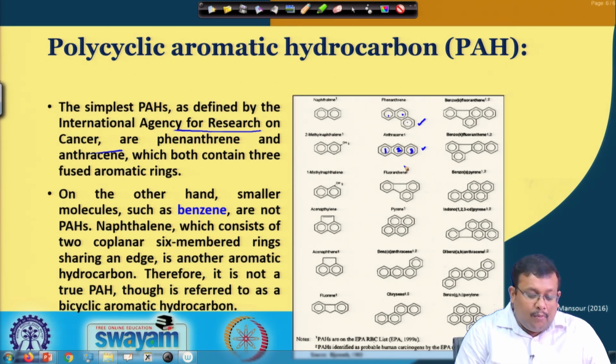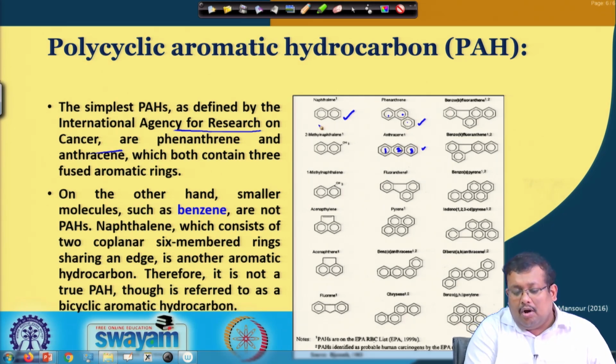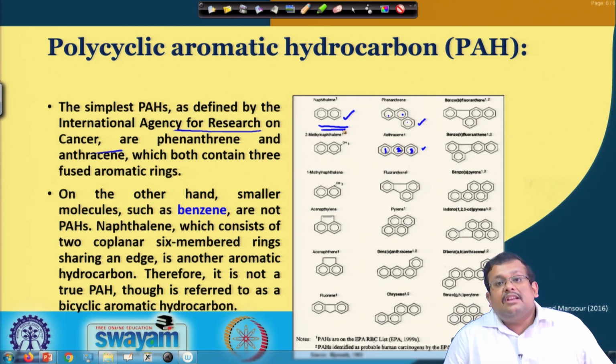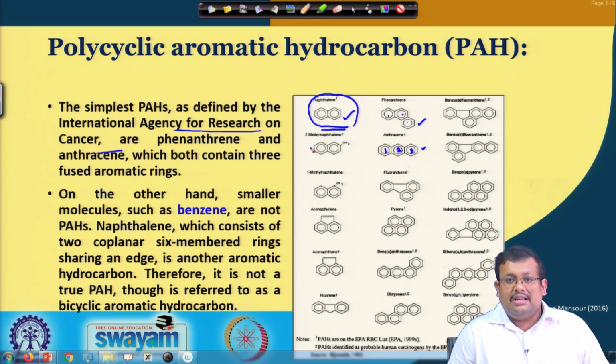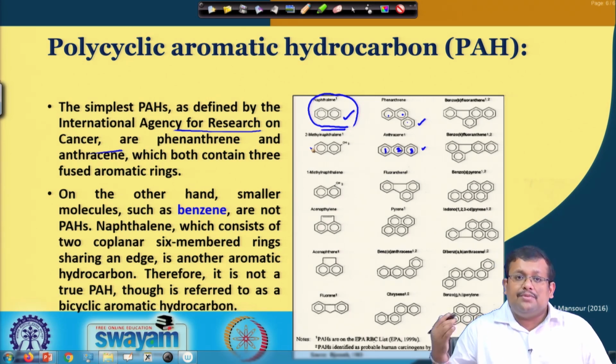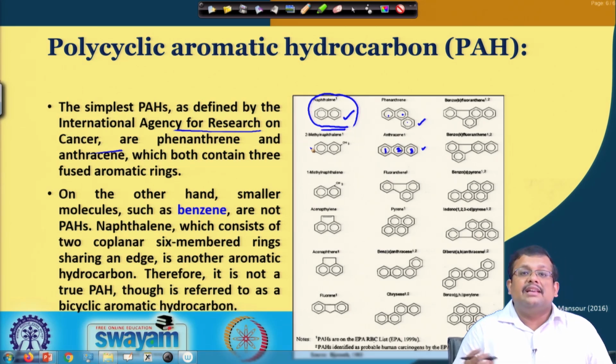Now, on the other hand, smaller molecules such as benzene are not PAHs, because in the case of benzene there is only one aromatic ring. Naphthalene, as you can see here, consists of 2 coplanar 6-membered rings sharing an edge, and is another aromatic hydrocarbon. Therefore, it is not a true PAH, though it is referred to as a bicyclic aromatic hydrocarbon. Naphthalene contains 2 fused aromatic rings, so in the true sense it is not a PAH, however, it is sometimes referred to as a bicyclic aromatic hydrocarbon.